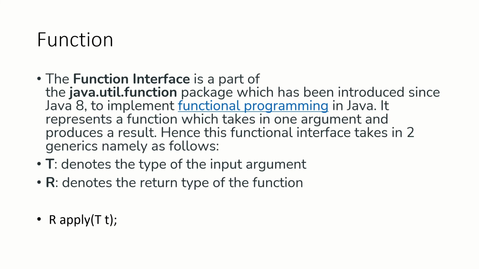So Function is a kind of functional interface and it has a single abstract method, apply. It takes T as an input argument and its return type is R. Okay, now this is about the basics of Function.